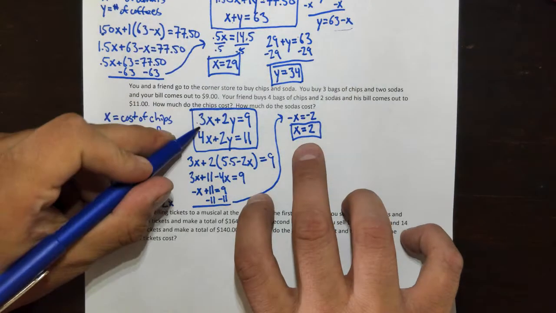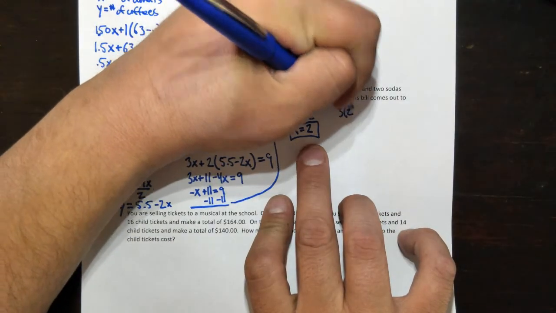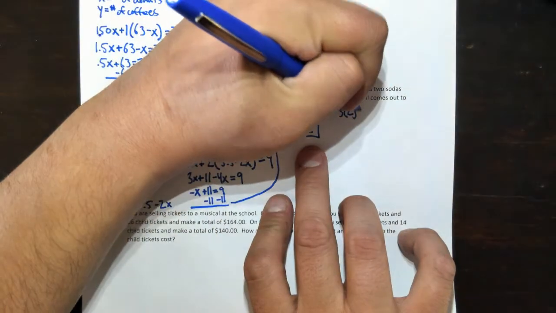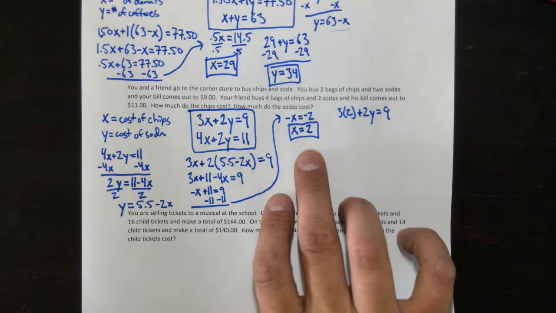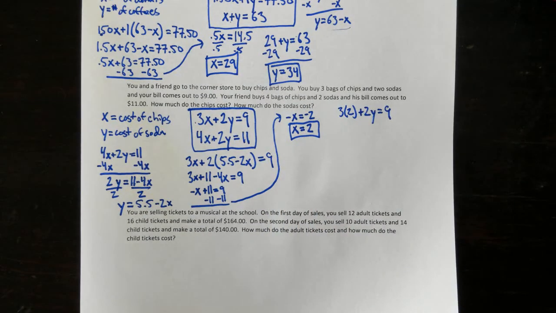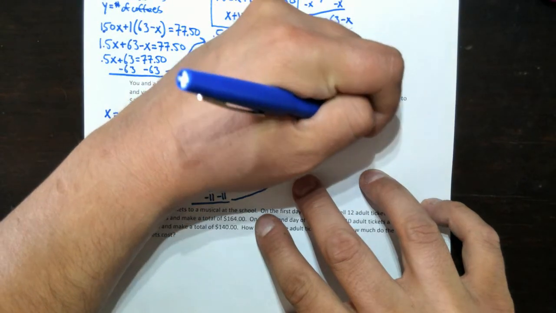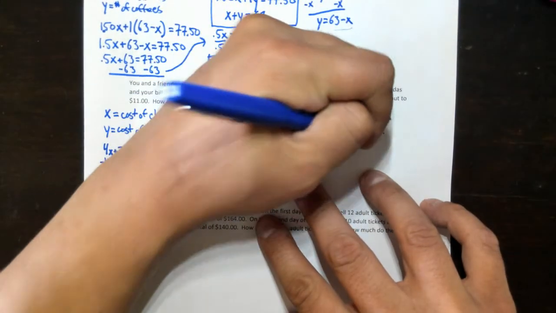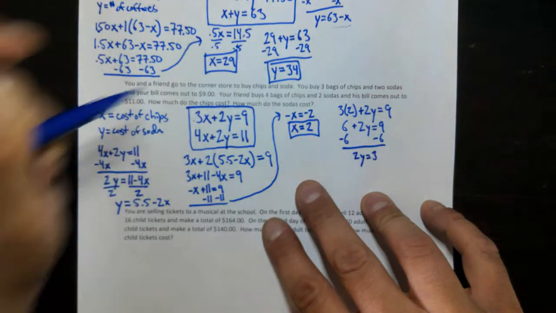3, but I'm going to plug in 2 for x. So 3 times 2 plus 2y equals 9. And now I'm going to solve for my y. So 6 plus 2y equals 9. Subtract 6 from both sides. 2y is equal to 3.